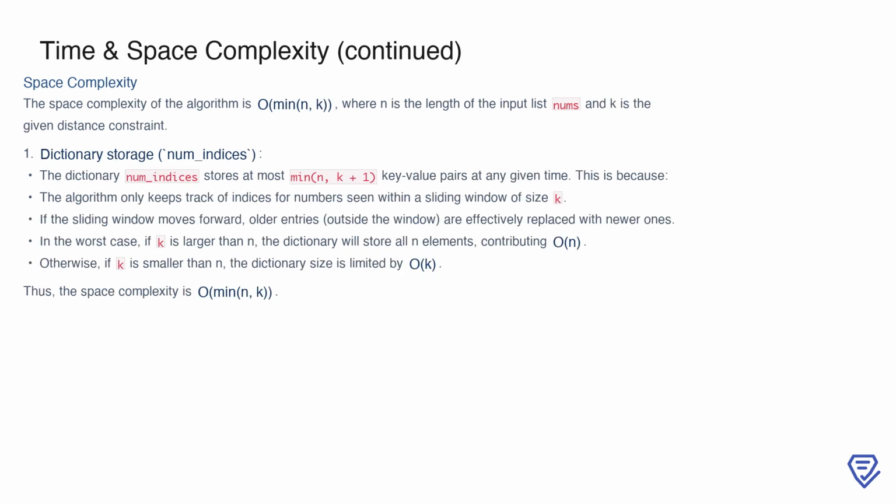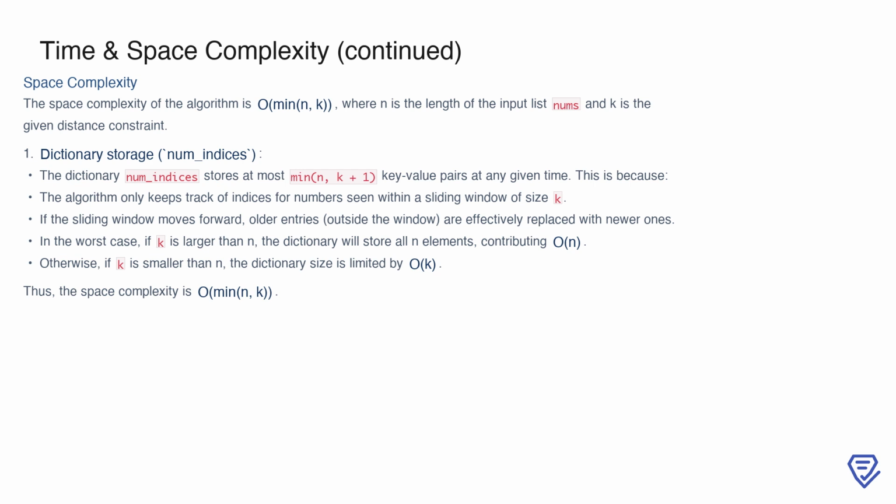Now, let's analyze the space complexity, which depends on the size of the dictionary number_indices used to store elements and their indices. The dictionary stores at most min(n, k+1) key-value pairs at any given time. This is because the algorithm only tracks numbers within a sliding window of size k. If the window moves forward, older entries are effectively replaced by newer ones.